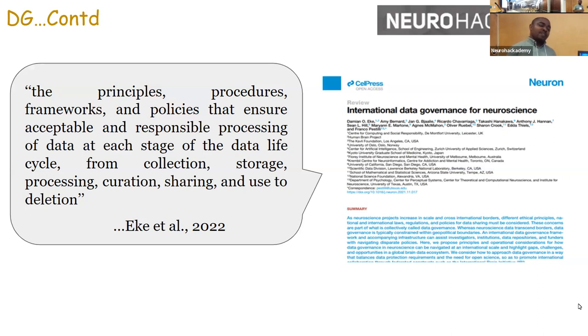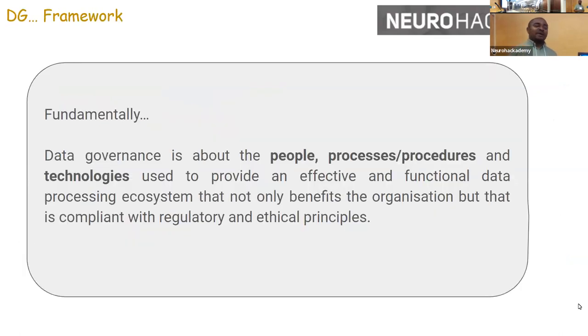And that's what we expanded in our paper that appeared in Neuron in 2022 as what data governance is. So all the policies you put in place, all the procedures, all the frameworks that you set up, and all the principles that you identify and establish for your data pipelines to ensure the usability, the availability, the integrity, and the security of the data, that's what data governance is about. But sometimes people misunderstand it.